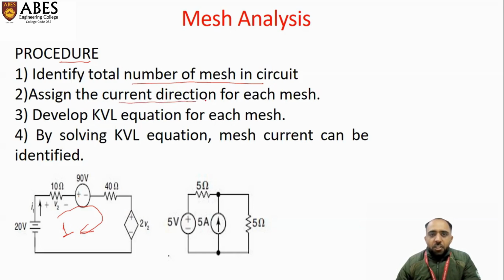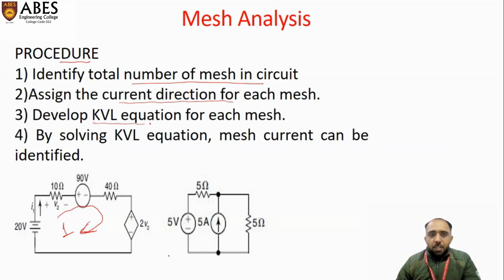Second, assign the current direction for each mesh. Just now I have put here the mark, the direction of current. You can write the direction of current opposite also. I have taken the clockwise direction. One can take the anti-clockwise direction also, and we need to adjust all the other parameters according to that.